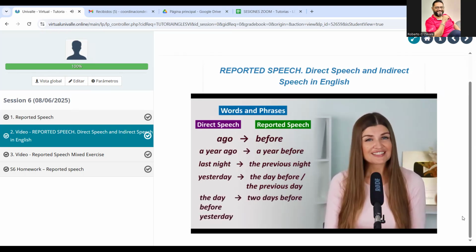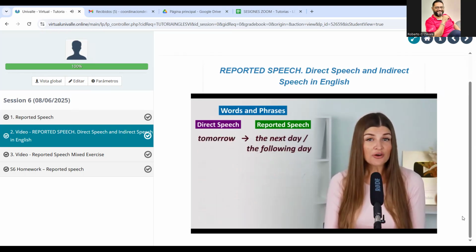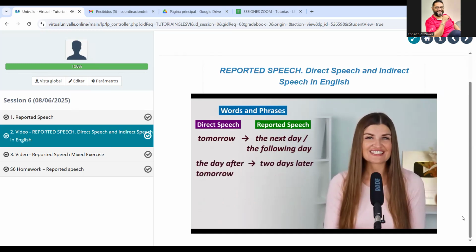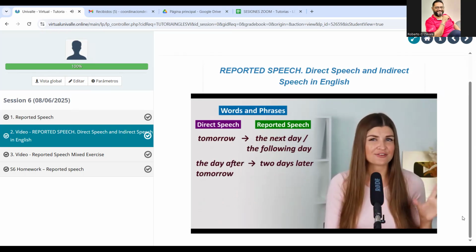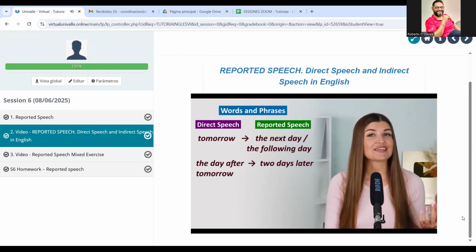The day before yesterday becomes 2 days before. Tomorrow becomes the next day or the following day. The day after tomorrow becomes 2 days later. You need to remember all these phrases so that you can use indirect speech properly.